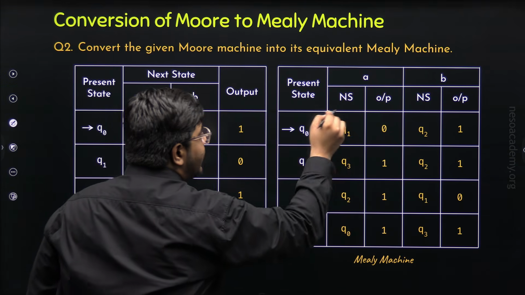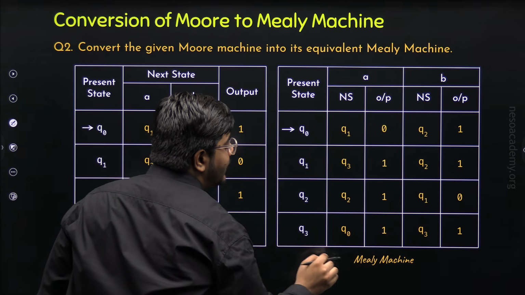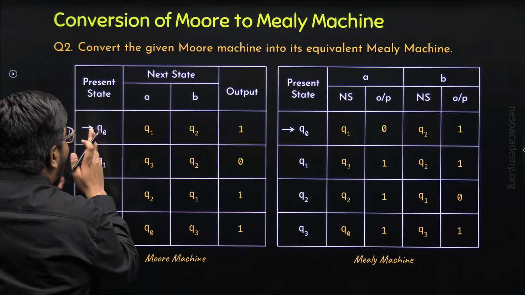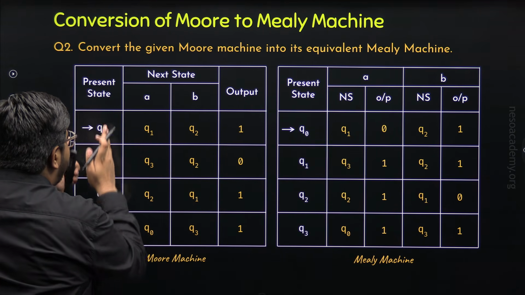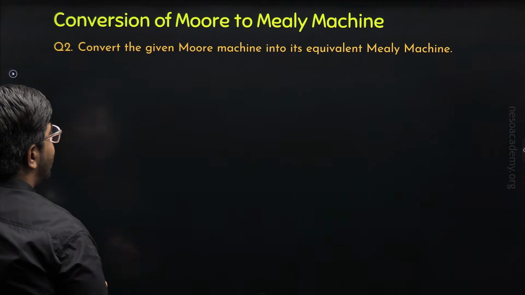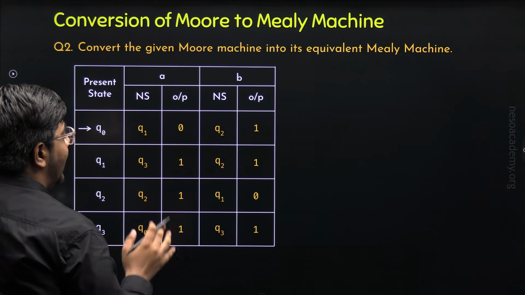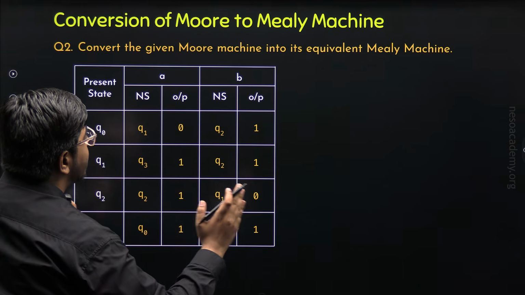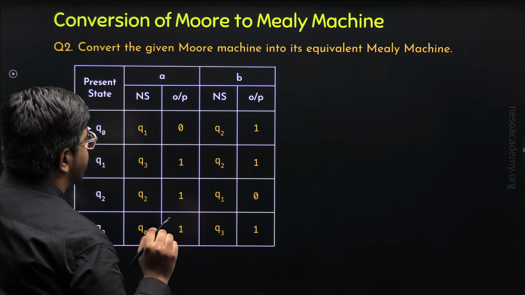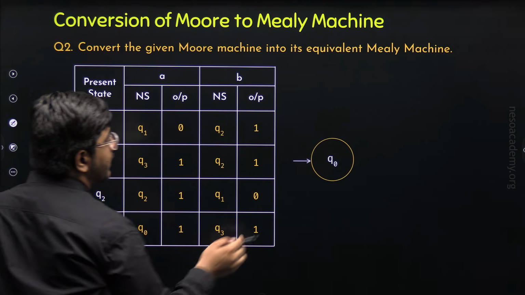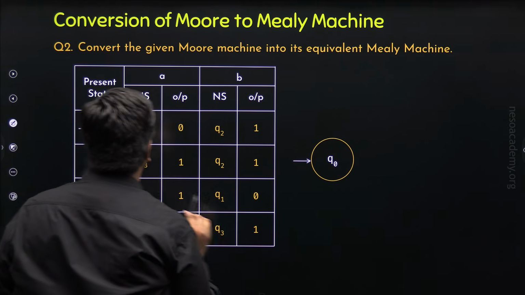The output column we have filled using the outputs associated with the states. Whatever states we get as the next state in the Mealy machine, we have written the output symbol by checking the output symbol associated with the present state of the Moore machine. So this is the Mealy machine that we have obtained till now, and now we will convert this Mealy machine transition table into its corresponding transition diagram. Let's start with the initial state, Q0. This is the initial state Q0.